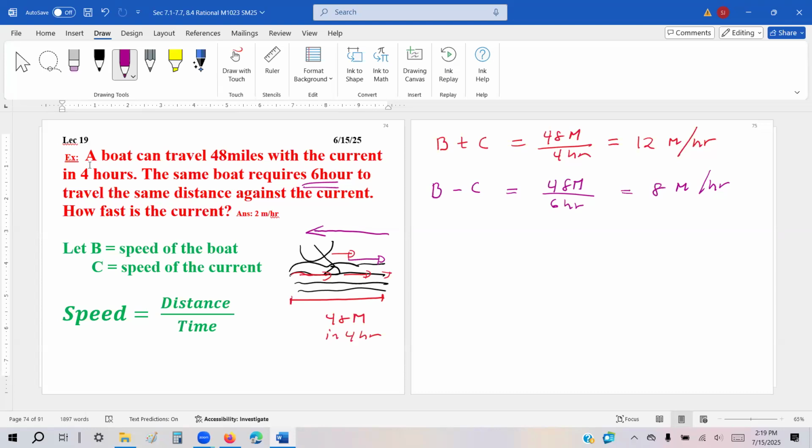Okay, so we have two equations. B plus C is 12, B minus C is 8. Our goal is to solve for both variables. That's why I said this should be the system of equations section. Yeah, why do we have it here? So how do you solve a system of equations? Do you remember? Chapter 4, we learned that.